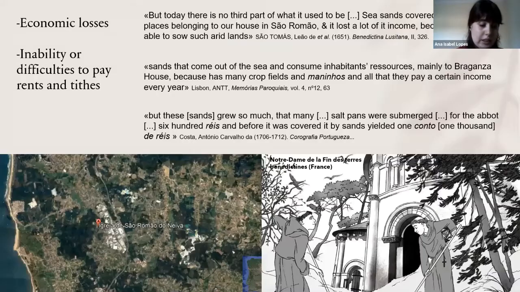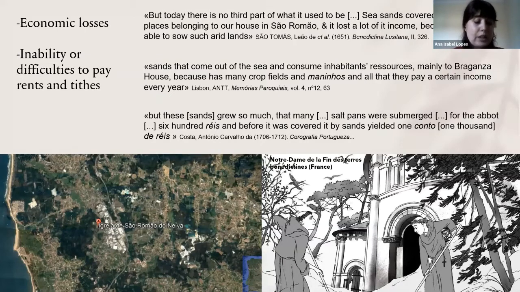It is also mentioned the increasing inability or difficulty of local communities to pay their rents and tithes, since agriculture is the most affected, especially between the area of the Lima and Neiva rivers. The Benedictines of the São Romão de Neiva Monastery only had one third of the income in 1651, and it was impossible to sow crop fields because it was very sandy.